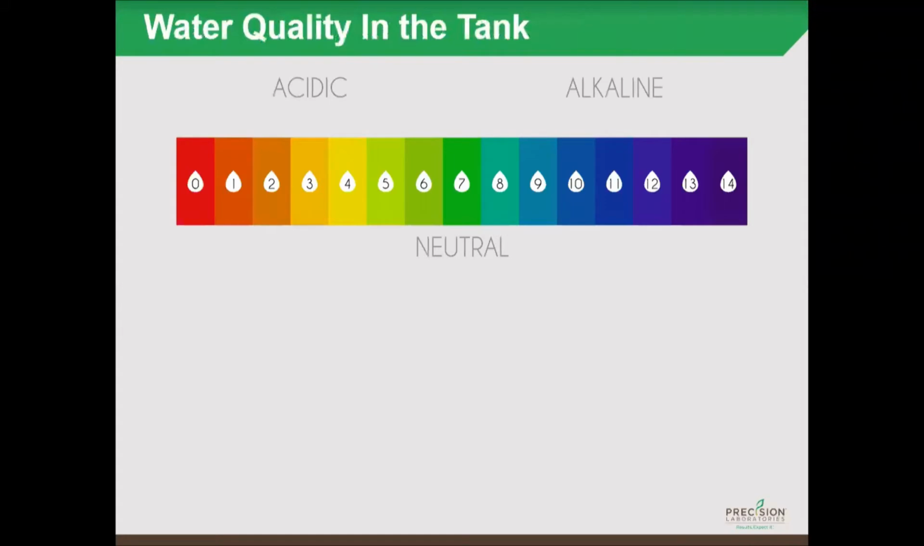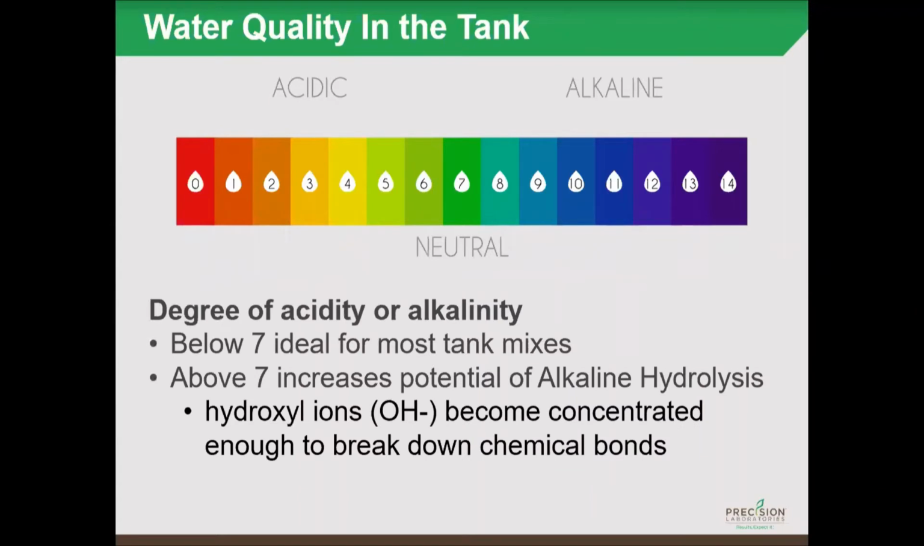Water quality in the tank. Usually we're falling somewhere in this range. Very seldom have I seen anything over a pH of 10. A lot of times though, we're up in the high 7s and 8s, maybe approaching 9. And that's not a great environment for most of our pesticides. We want to be below 7 for most tank mixes. And when you get above 7, you increase the potential for what's called alkaline hydrolysis, which means basically the chemistries are being broken down because of pH.